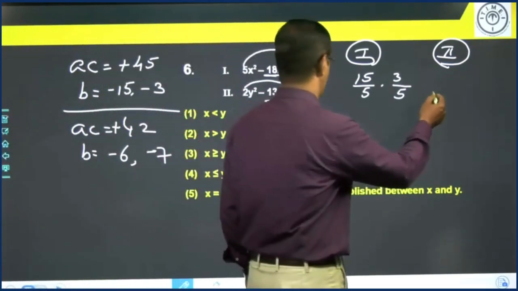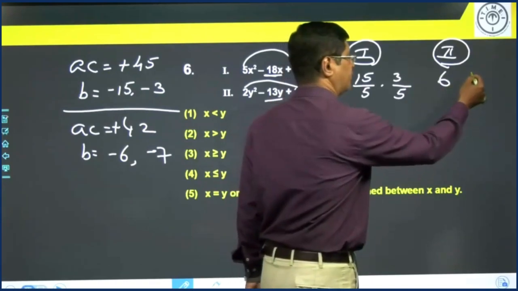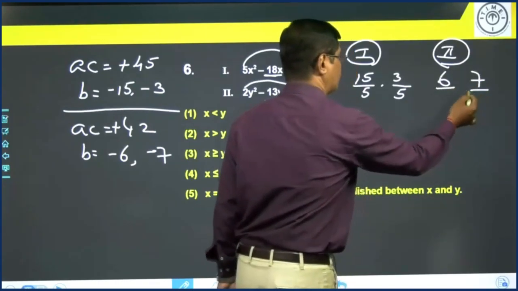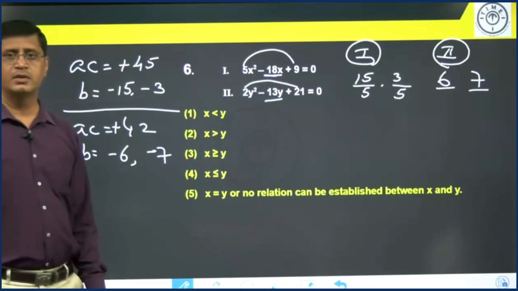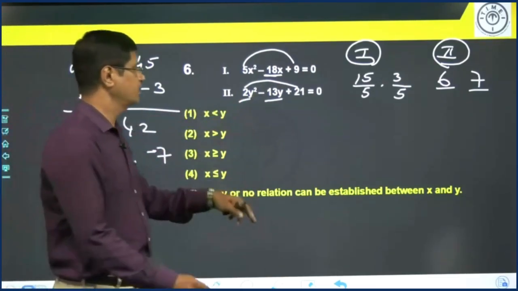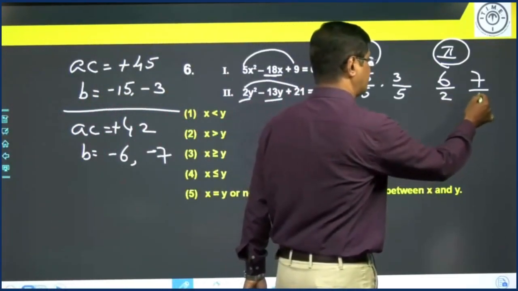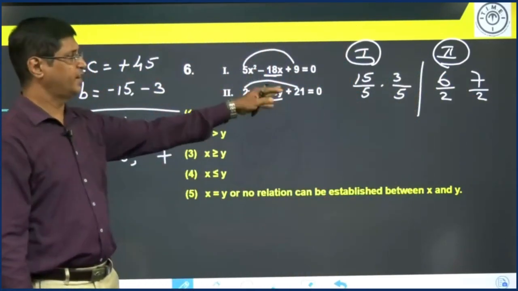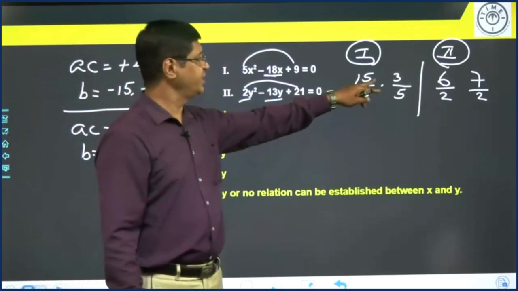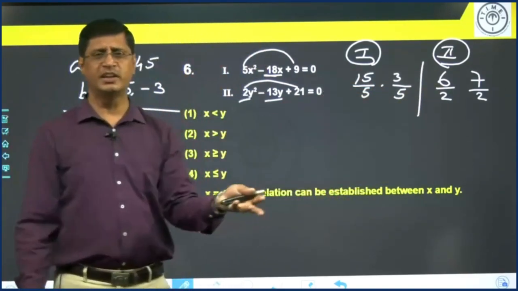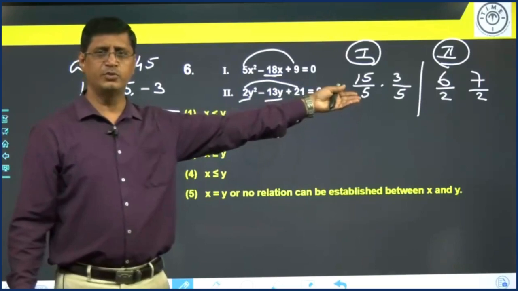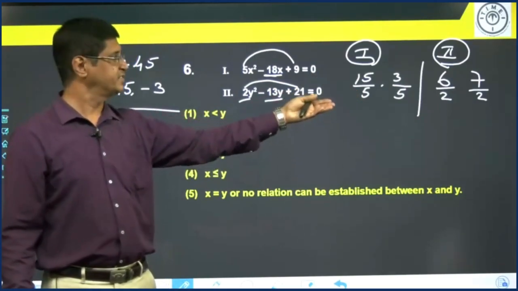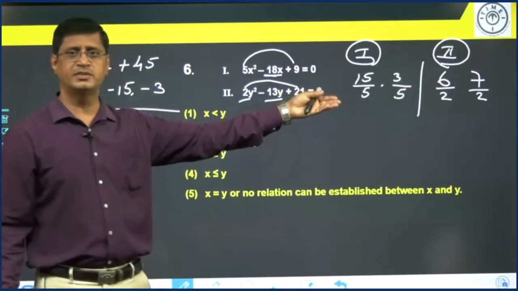Then what about the roots? Positive 6 and positive 7 divided by the coefficient of y square. The coefficient of y square is equal to 2. So 6 by 2, 7 by 2. Of course, simplify and you will get the answer. Here it is 3, and it is also 3. 3 and 3 means both are equal. To find the value using decimals, 3 by 5.6, 7 by 2 is 3.5.